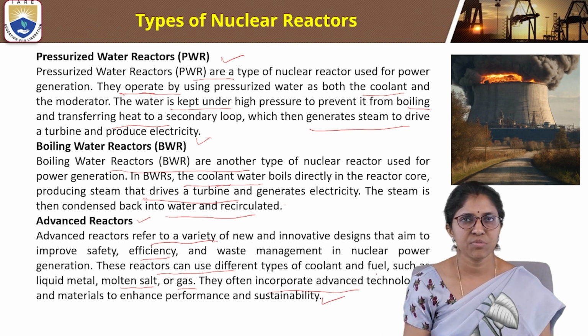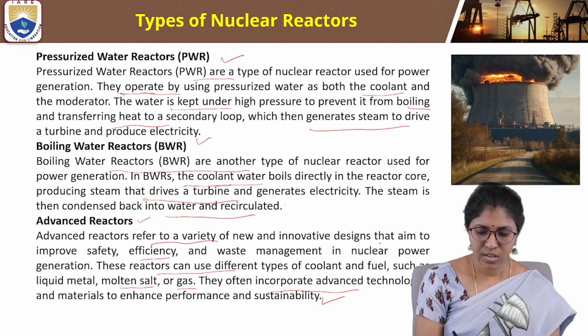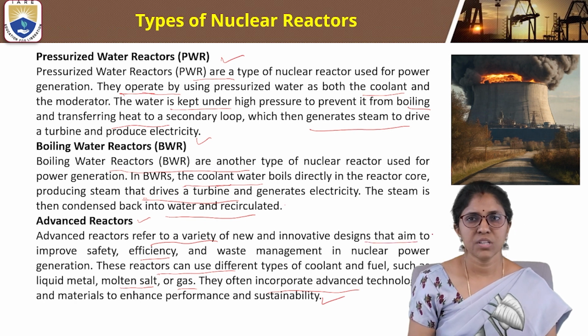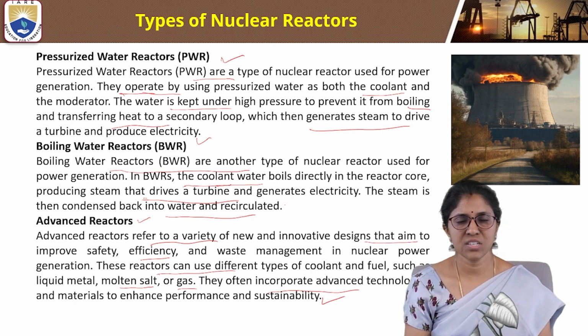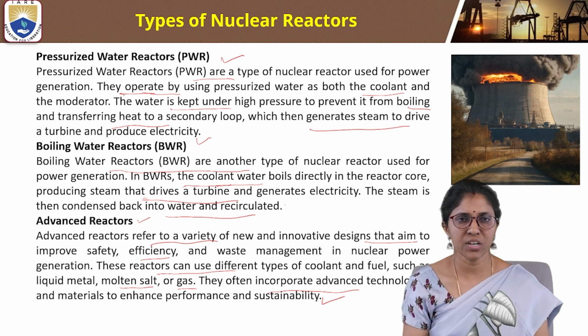So these are the types of nuclear reactors. In pressurized water reactors, we use high pressure, and in boiling water reactors, we use boiling water for the generation of steam. This is the advanced reactor, which is designed to improve safety, efficiency and waste management in nuclear power generation.